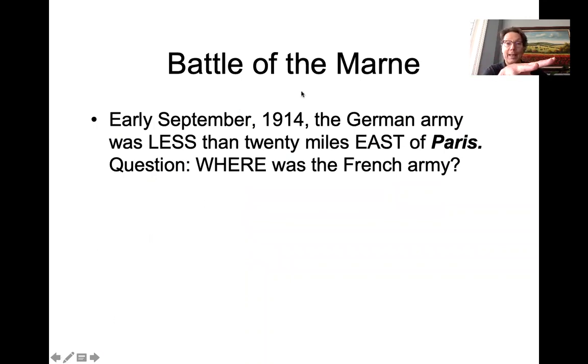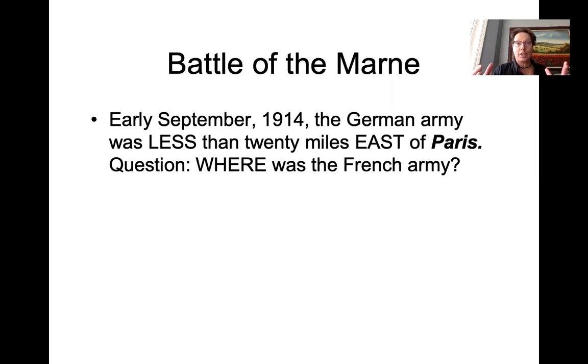So I just wanted to clarify that again. So in early September of 1914, the German army was on the march. The right wing, I want to emphasize that. So the right wing, again, had cut through Belgium way back in August and was now in France and was heading on its way to Paris, the capital. It's less than 20 miles away.